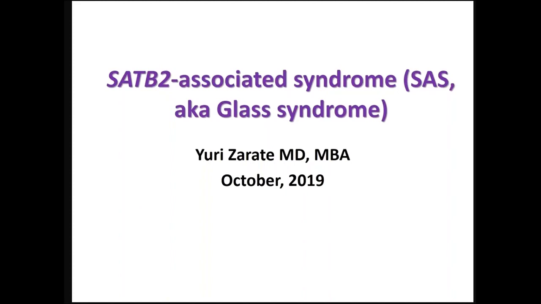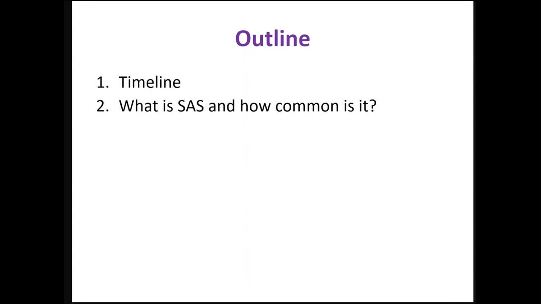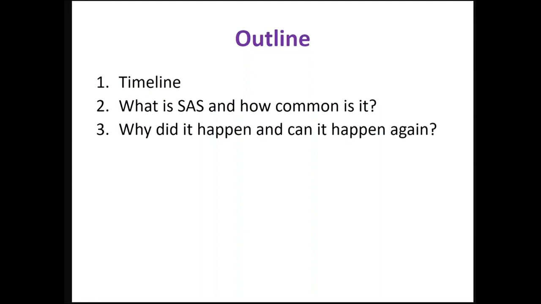All right, very good. Just to get started, here's my outline of how this is going to go. First, we're going to review the timeline on how the syndrome was diagnosed and where we're at right now. Then we're going to talk about what it is and how common SATB2-Associated Syndrome is, which we will abbreviate as SAS. And then we're going to talk about why it happened and what the chances are that this could happen again.